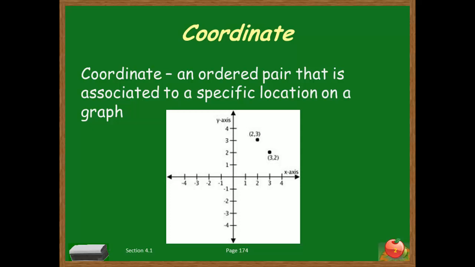The first word is coordinate. A coordinate is an ordered pair that is associated to a specific location on the graph. 3, 2, or 2, 3 are examples of coordinates.